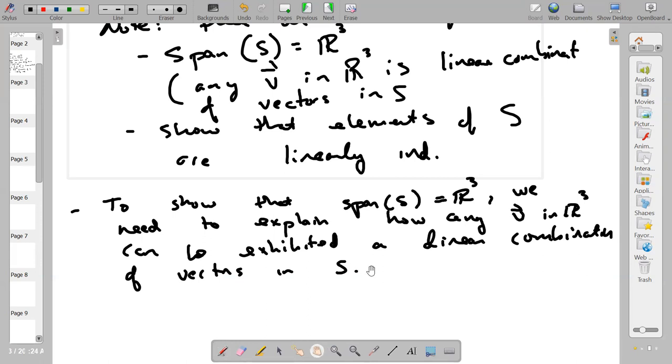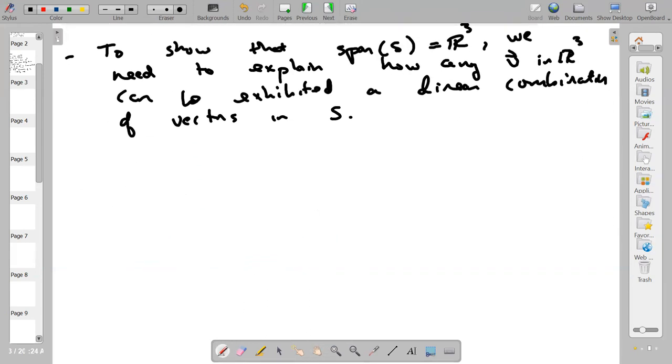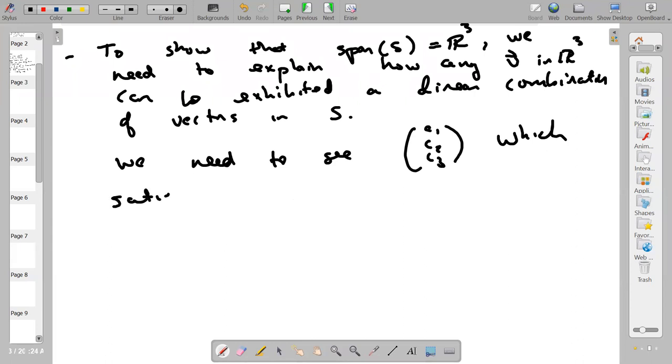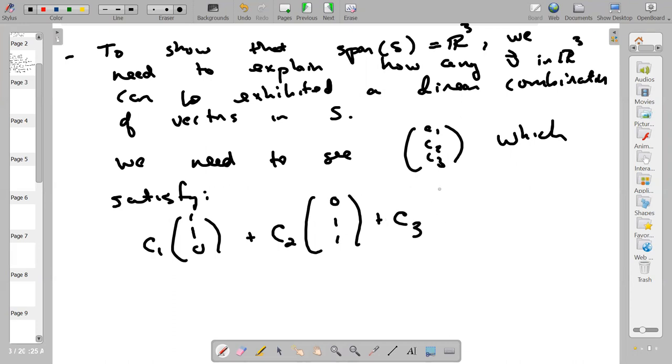So let V be the usual thing, just a column vector. We need to see C1, C2, and C3 which satisfy the equation C1 (1, 1, 0) plus C2 (0, 1, 1) plus C3 (0, 1, 0) equal to our vector V.